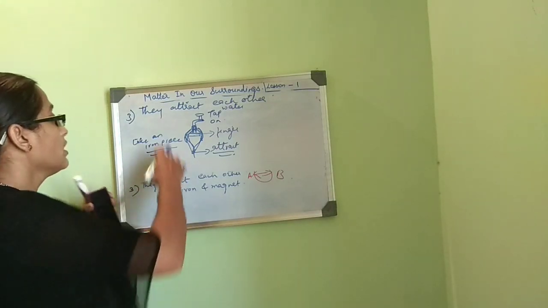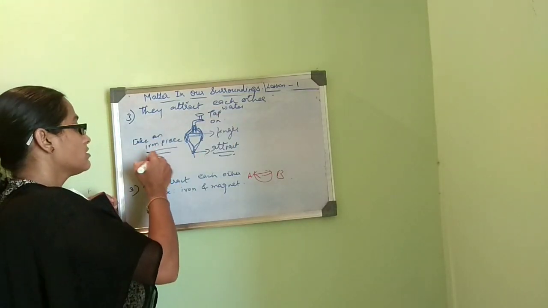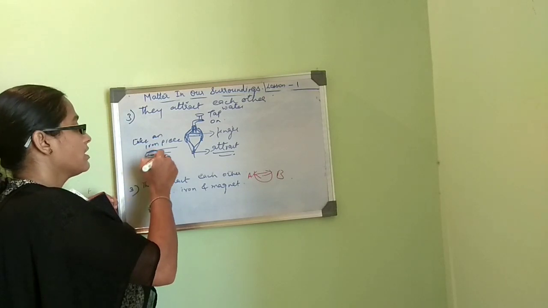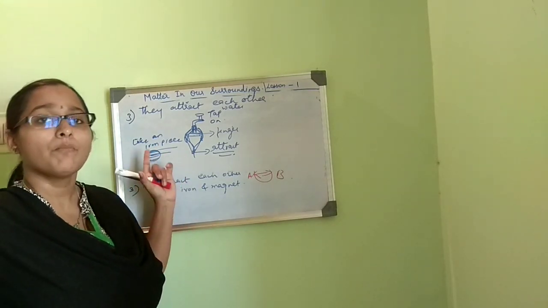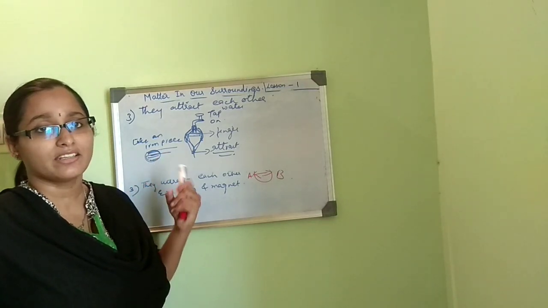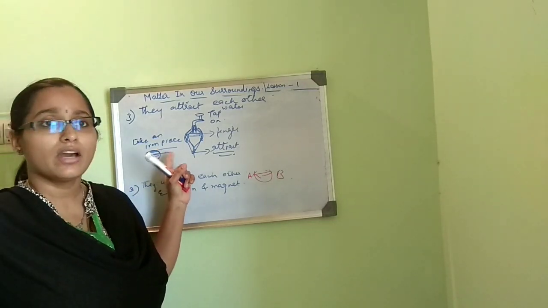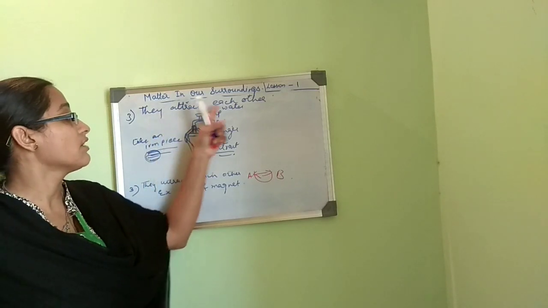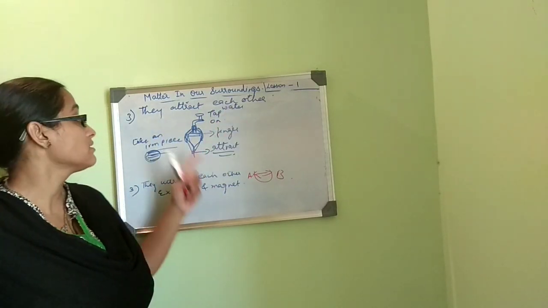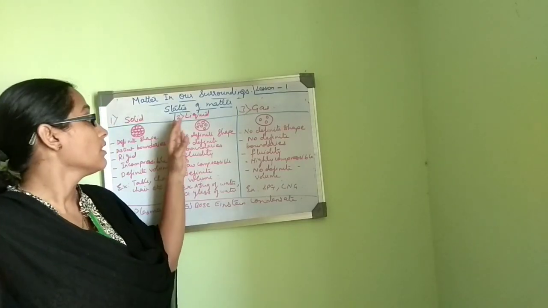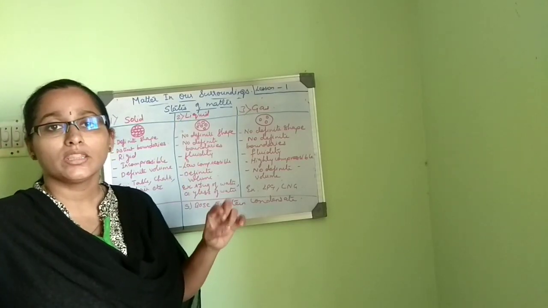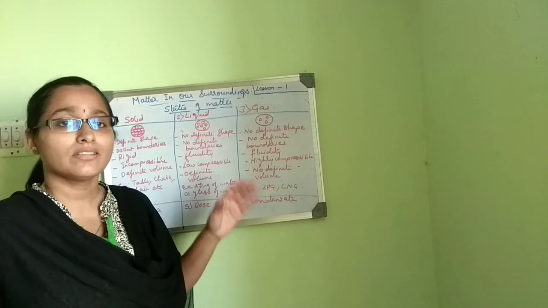Why? Because the molecules inside the iron piece are attracted to each other and they are compressed or totally intact. Because they are solid in nature, they are intact. So they attract each other. That is, matter attracts each other. So the characteristics of matter are that they are continuously moving, they occupy space and they attract each other.